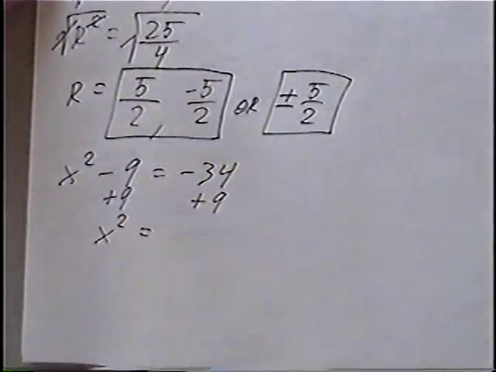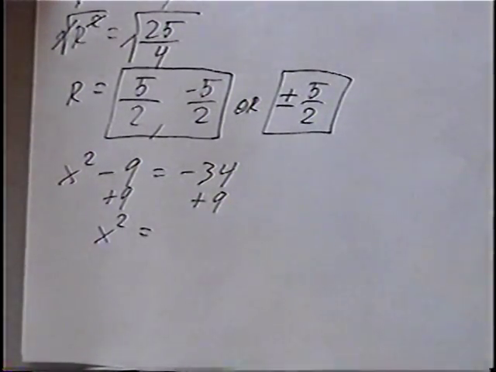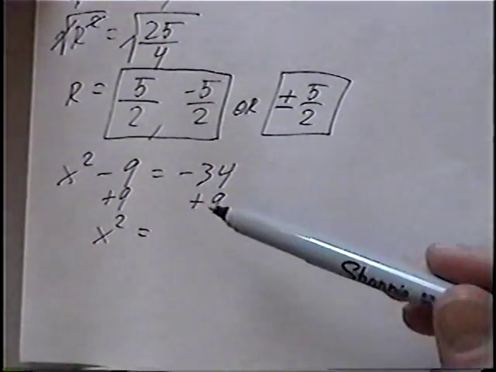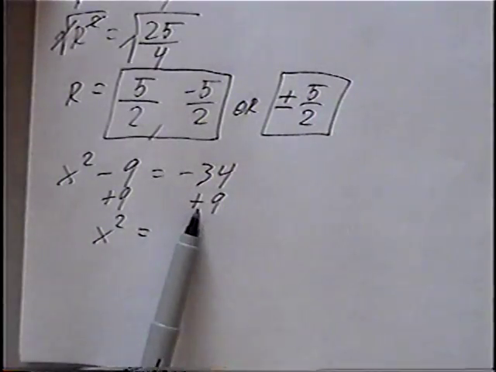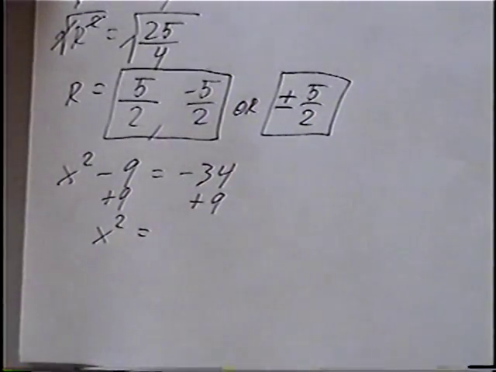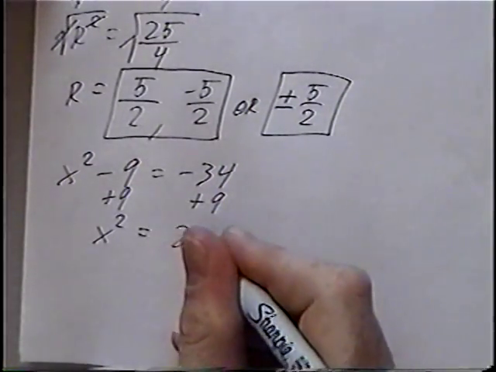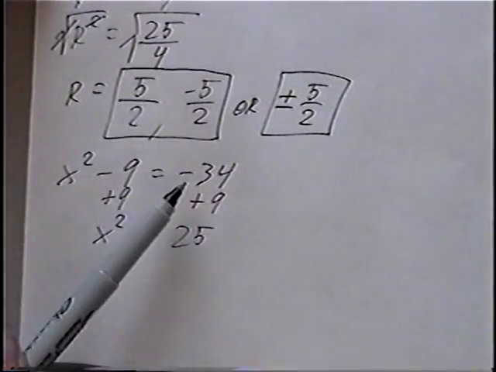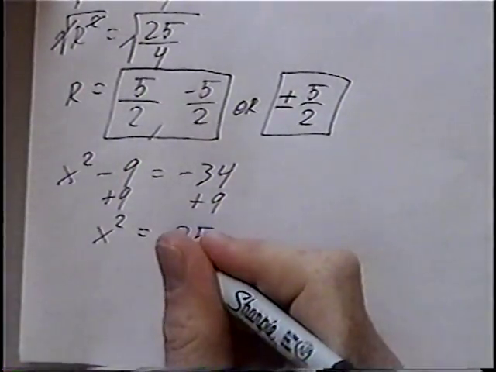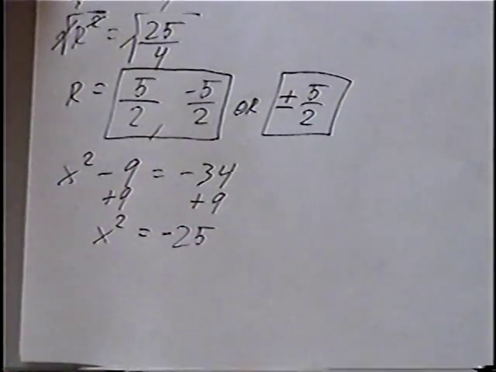X squared equals negative 34 plus 9. If you have different signs, one's positive, one's negative, we'll be subtracting these numbers. 34 minus 9 would be 25. And the bigger number 34 has a negative sign, so this would be negative 25.